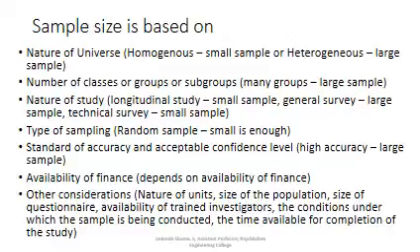Second thing that you need to see is the number of classes or groups or subgroups. How many groups can be divided in that particular population? Here we can use stratified sampling or cluster sampling. So if there are many groups, a large sample will work out, because there will be many characteristics or more differences in that particular universe.